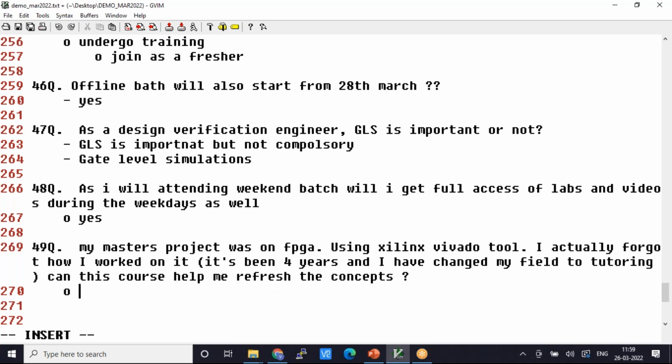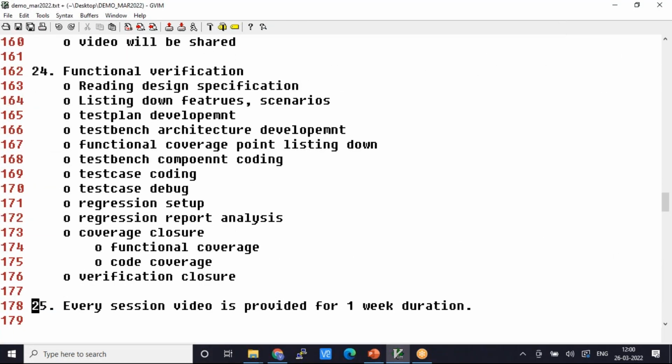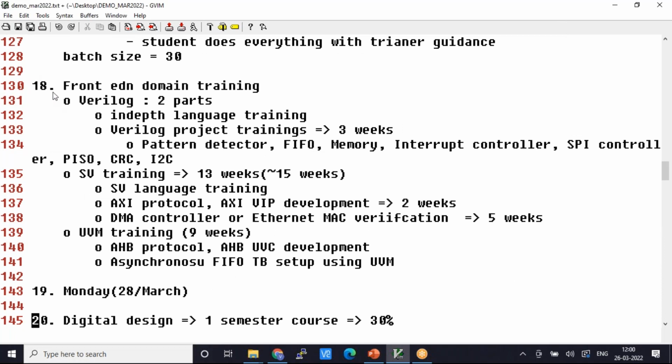Which course? I think you are already enrolled, as you said. If you are looking at functional verification, I'm already in the verification front-end freshers batch. The functional verification fresher course will not focus on FPGA, because we have to have a differentiation. As I told you, whatever existing topics we have take a lot of time.